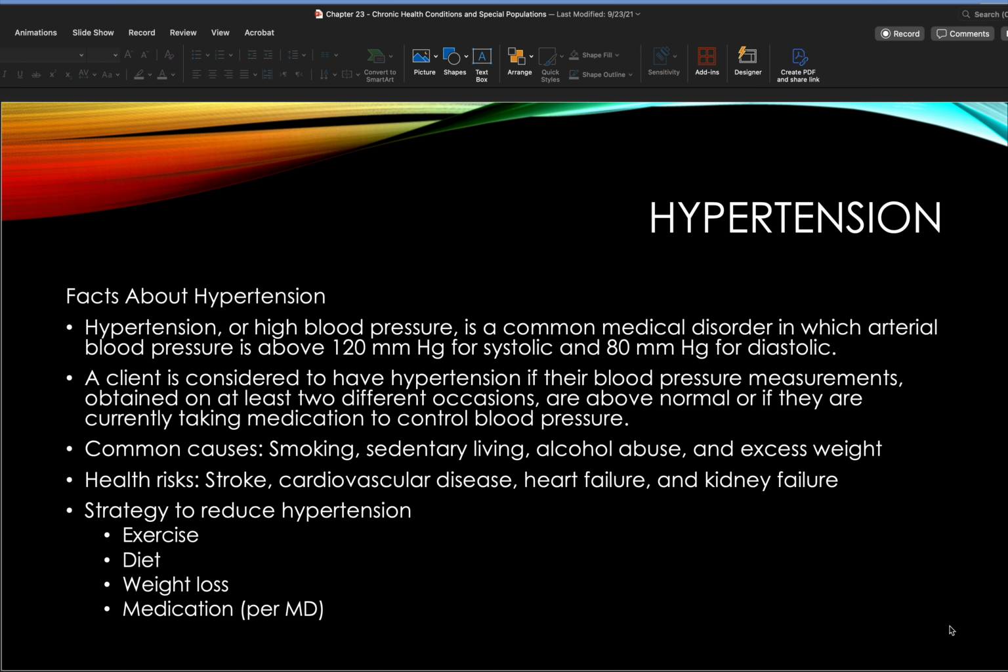So what are the health risks though? Strokes, CVD, heart failure, kidney failure, due to excessive pressure in those systems. And then, obviously, the strategies: exercise, diet, and weight loss. And then on top of that, medication. And that's not anything new. That's something that's just been around.